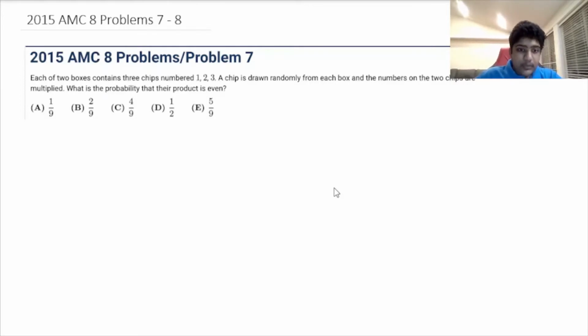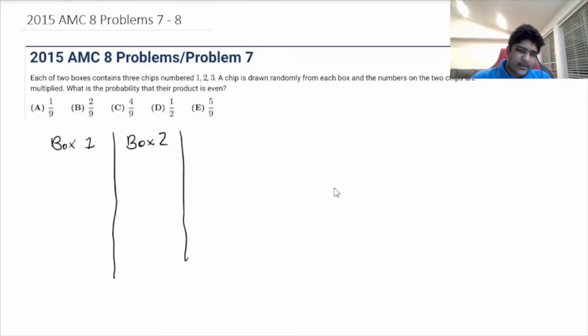So let's first look at different possibilities that we can get from drawing chips. Let's have this column for box 1, the chip we get from box 1, this column for box 2, and this column for the product. And finally, we have one for the parity. And parity is basically whether or not it is even or odd. Alright.